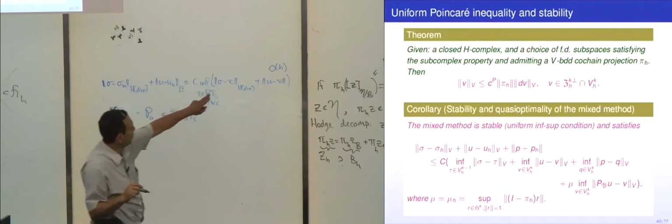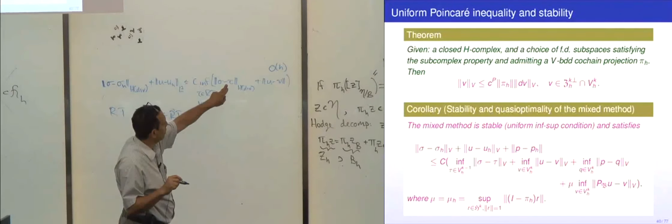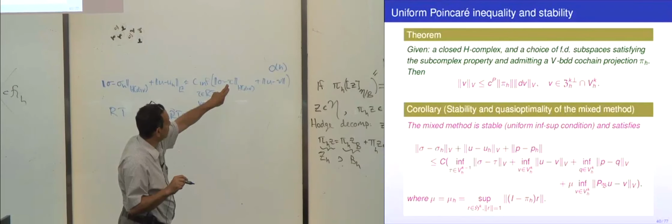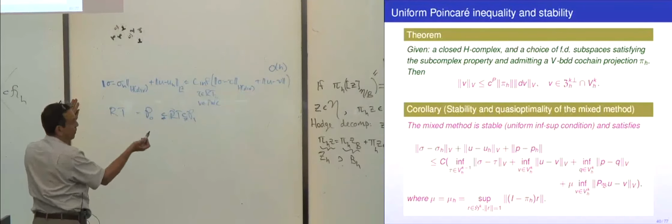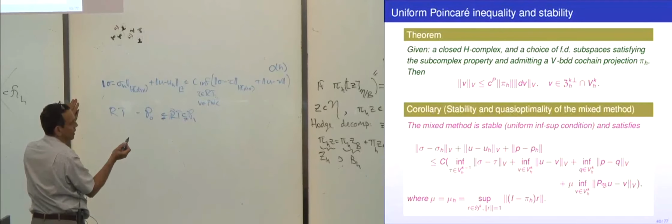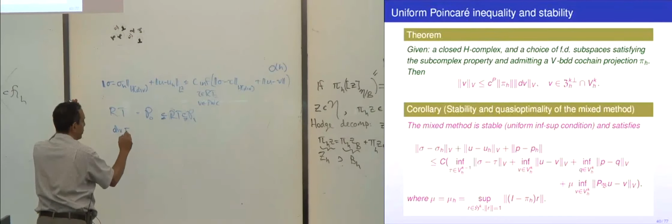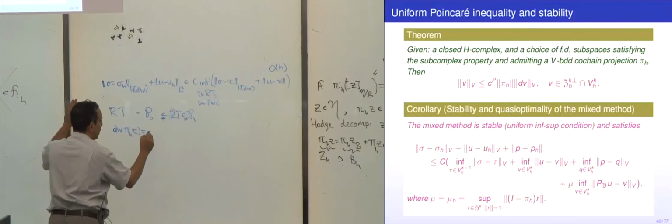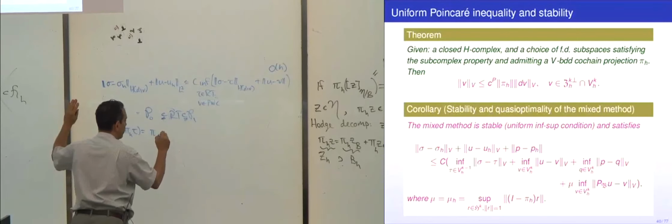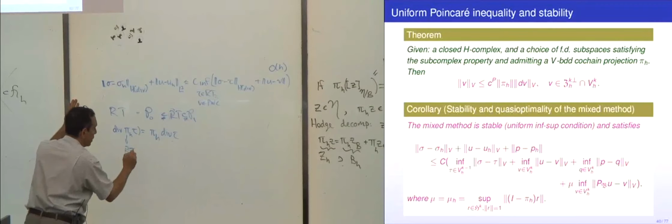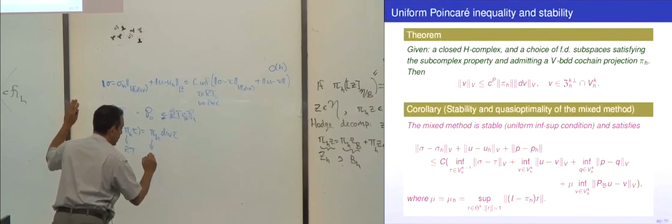Now this is a little different. This is the H div norm. So then we have to ask how well the div of the Raviart-Thomas do. But fortunately, we have, in our context, a commuting projection. So we have div of pi h of tau is pi h of div tau, where this is the projection into Raviart-Thomas, and this is the projection into piecewise constants.